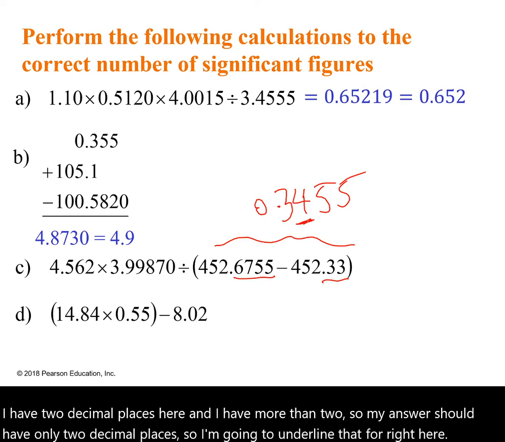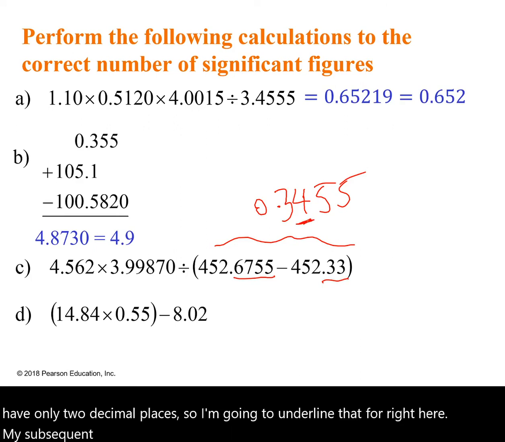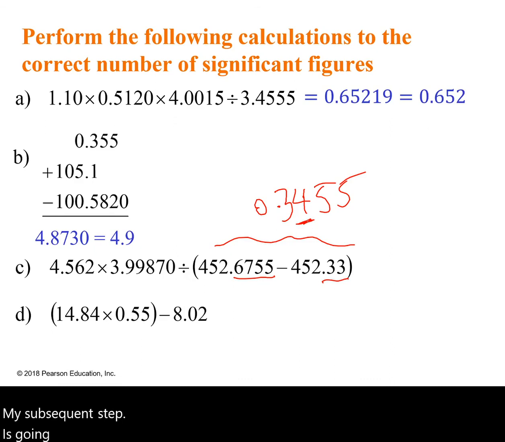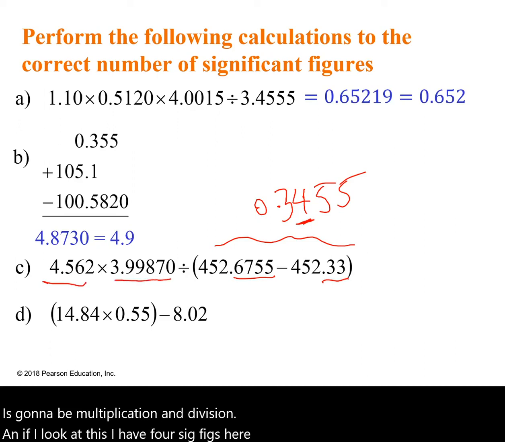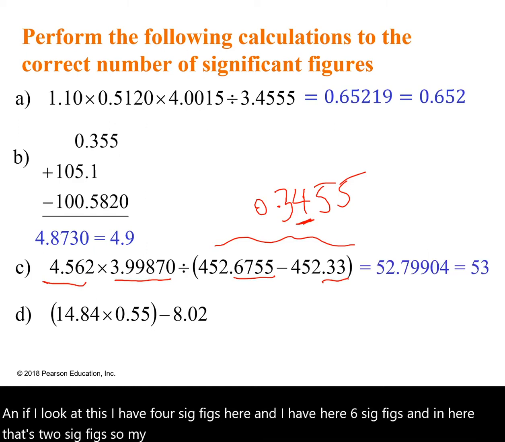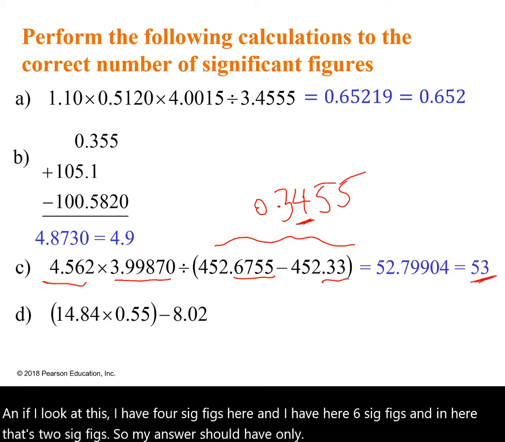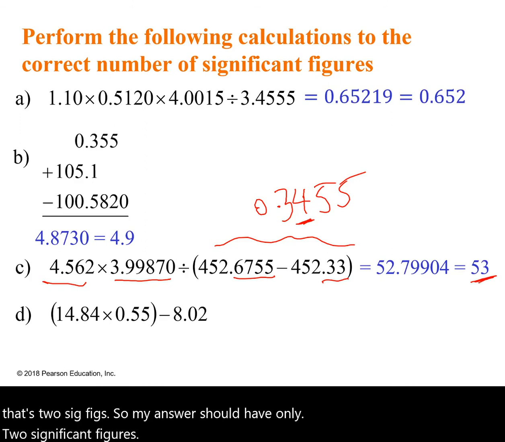My subsequent step is going to be multiplication and division. And if I look at this, I have 4 sig figs here, and I have here 6 sig figs. And in here, that's 2 sig figs. So my answer should have only 2 significant figures. All right? 2 significant figures.